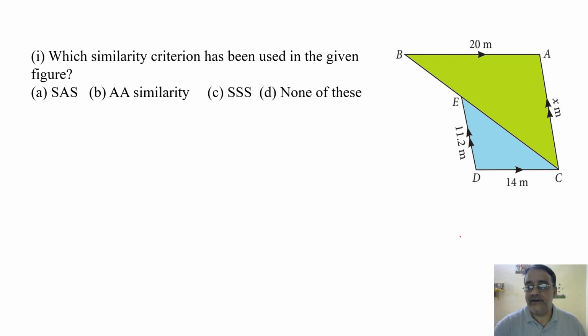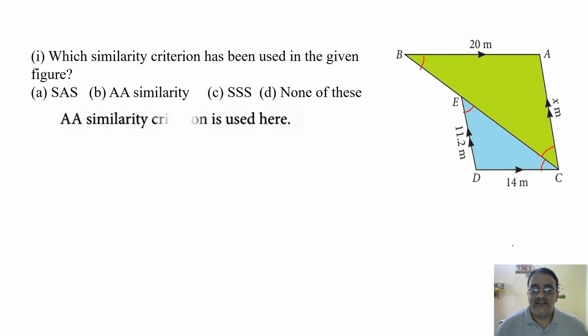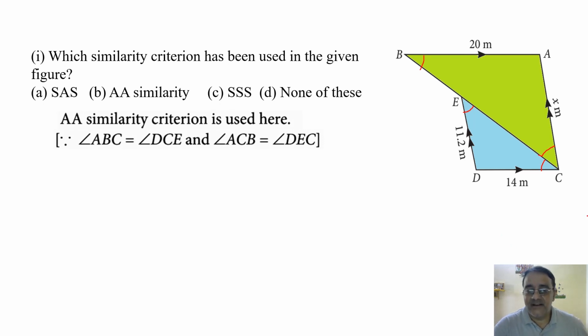So first, angle ABC and angle DCE, these two angles are equal. Why? Alternate interior angles. Right, very good. Now these two angles are also equal, this one and this one. Why? Same reason, alternate interior angles. So by which criteria are these two triangles similar? AA similarity, because these two angles are equal by alternate interior angles. So the correct option is B.